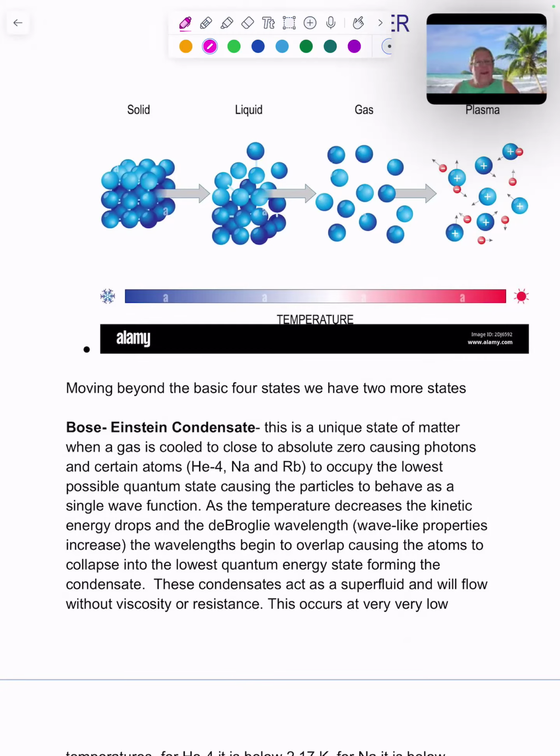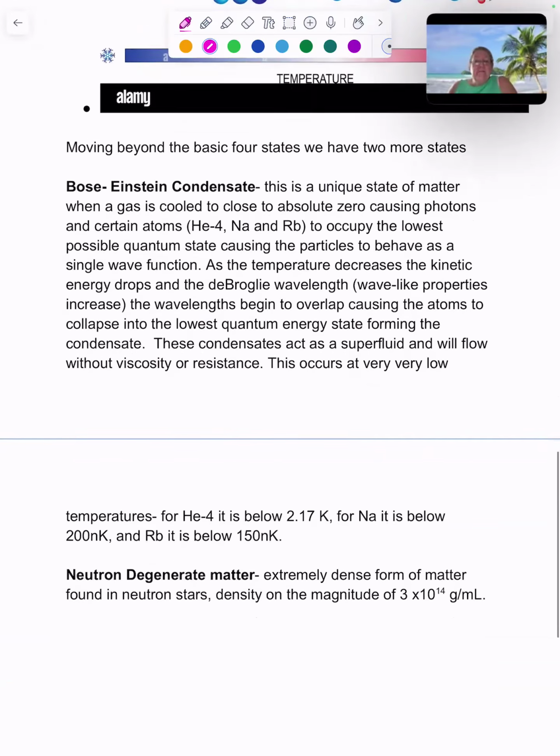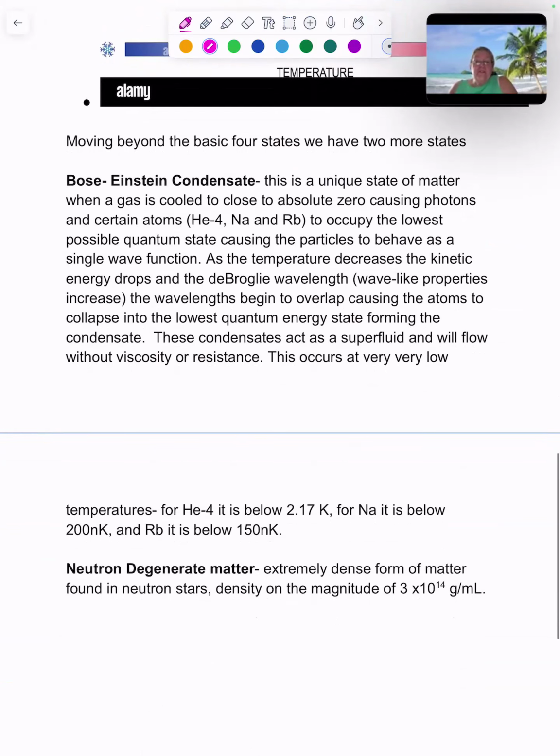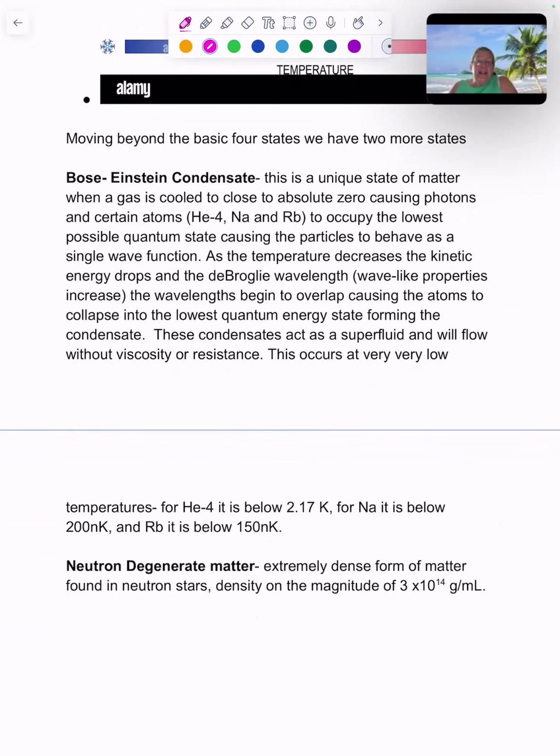This is that particle wave duality you may have heard of, especially when we talk about light and photons of light. Well, at its low temperatures, the wavelengths begin to overlap, causing the atoms to collapse into this lowest quantum energy state, forming a condensate. These condensates will act as a superfluid. A superfluid will flow without any viscosity or resistance to flow, and this occurs at very, very low temperatures. For helium-4, it's at 2.17 Kelvin. For sodium, it's below 200 nanokelvin, and rubidium below 150 nanokelvin. So we're talking really, really cold. We're getting really, really close to absolute zero here for these superfluids to occur.